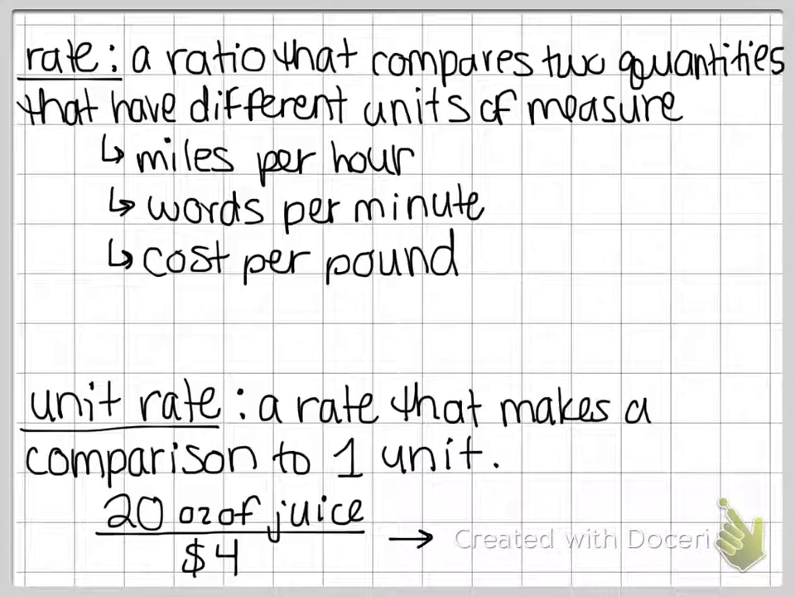Now we're going to shift gears to rates. A rate is a ratio that compares 2 quantities that have different units of measure. Some examples of rates are miles per hour. We're comparing distance to time, so they're different units. Next example would be words per minute when you're typing, the number of words compared to time. And the last example would be cost per pound, comparing price to weight. Those are rates because they have 2 different measures.